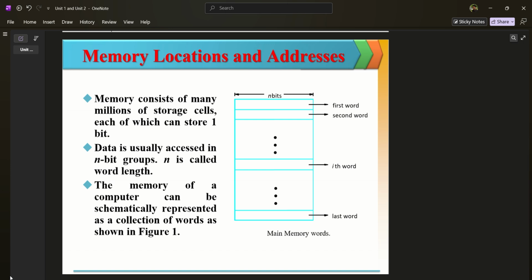Next, memory locations and addresses. Memory consists of many millions of storage cells, each of which can store 1 bit. Data is usually accessed in n-bit groups.